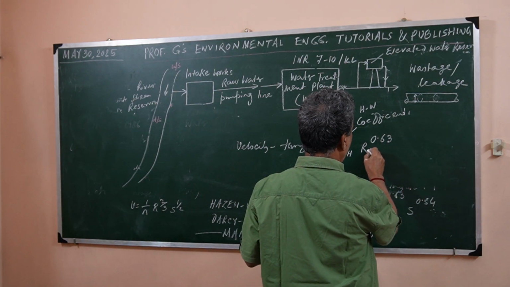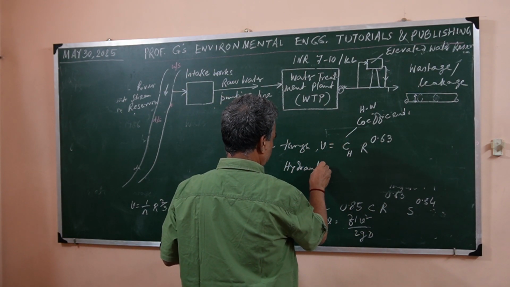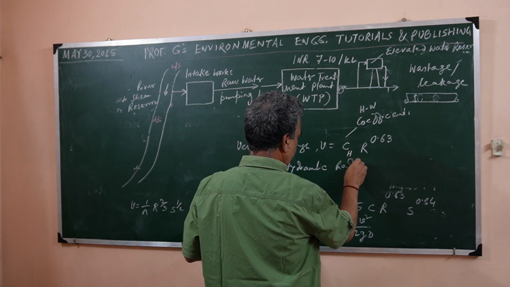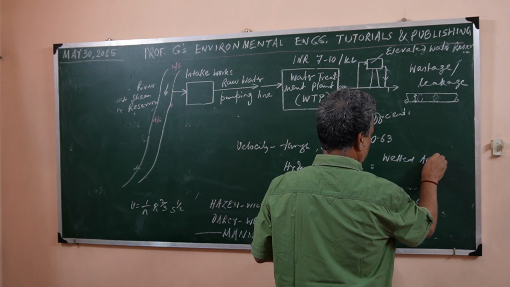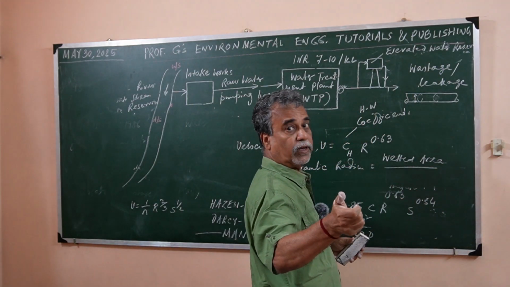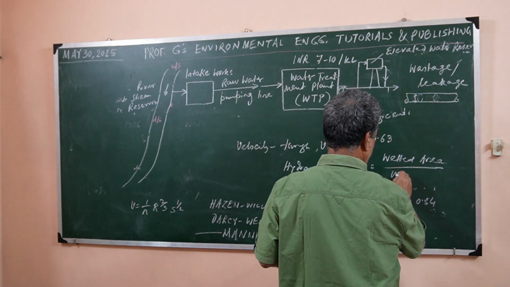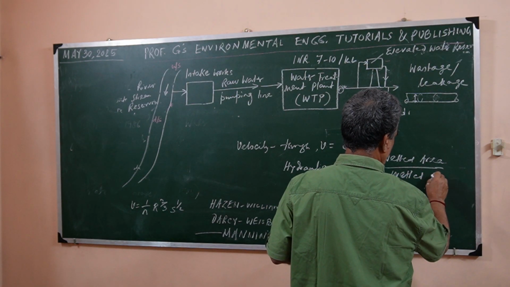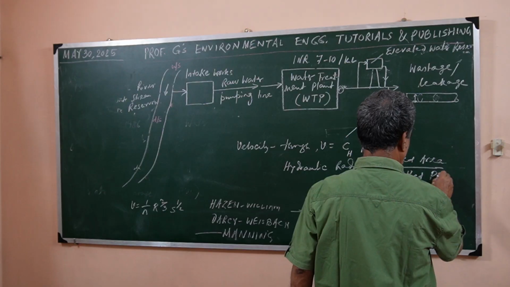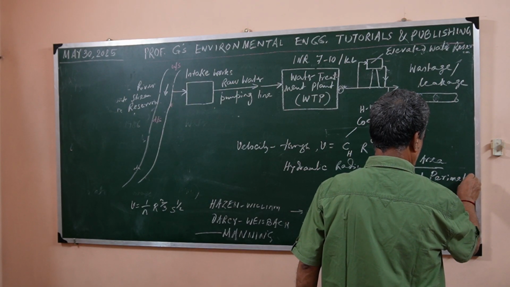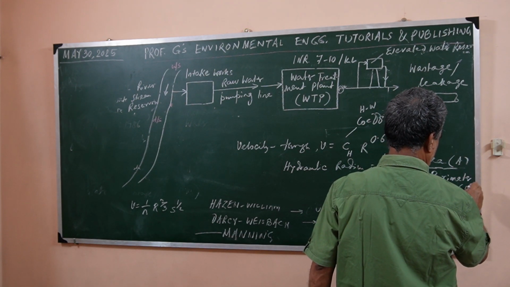Now R means the hydraulic radius, which is wetted area by wetted perimeter, that is A by P.